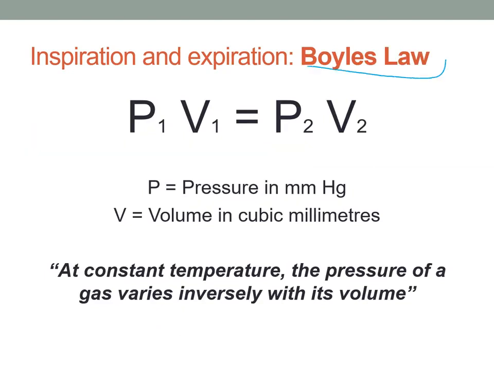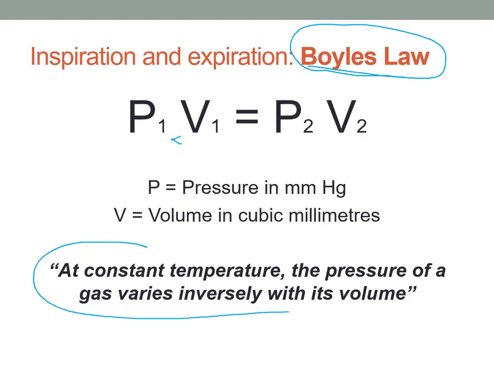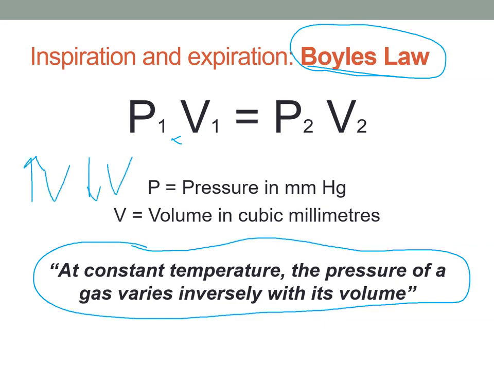This is Boyle's law. Might have given you nightmares from GCSE physics lessons. All it means is pressure times volume equals pressure times volume. So at a constant temperature, the pressure of a gas varies inversely with its volume, and that means that if you increase the volume, you decrease the pressure. Okay, which we'll look at. It's a little more straightforward than what you might think.